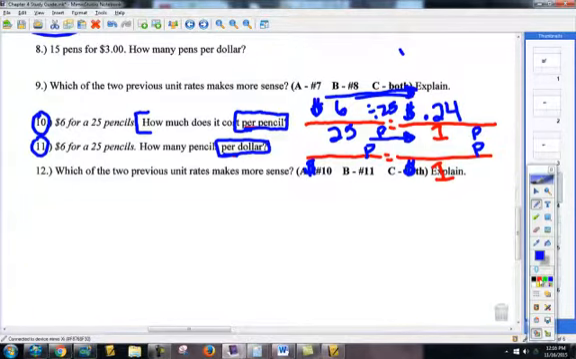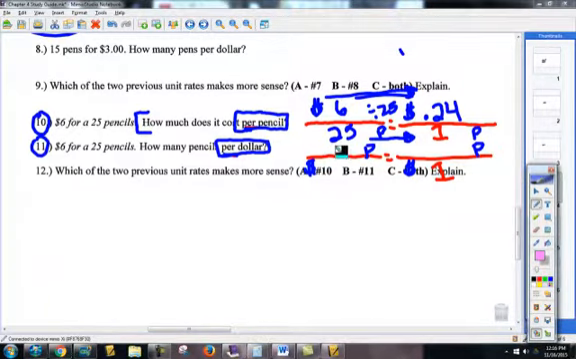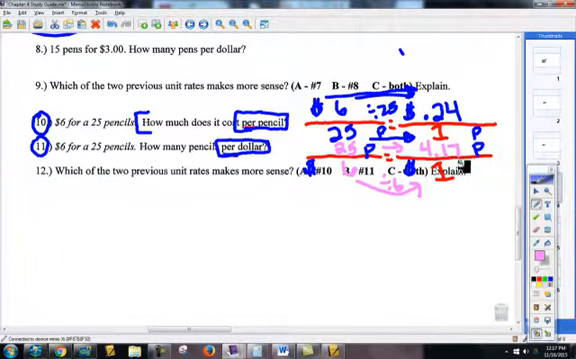Now the other one is going to be, try to do this in a little different color here so that you can actually see it. Okay, it's going to be 25 pencils for $6. What am I doing to my number of dollars? Divided by 6, so what do I got to do to 25? And that's going to give you 4.17, because we're rounding to the hundredths. Okay? Does everybody see it?